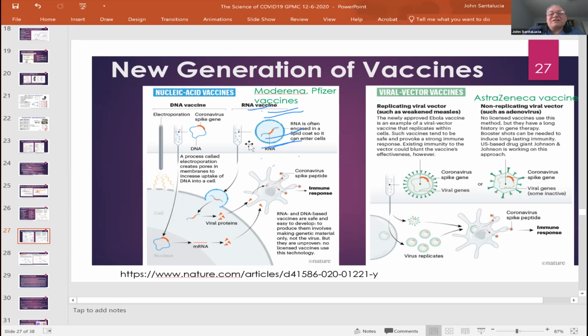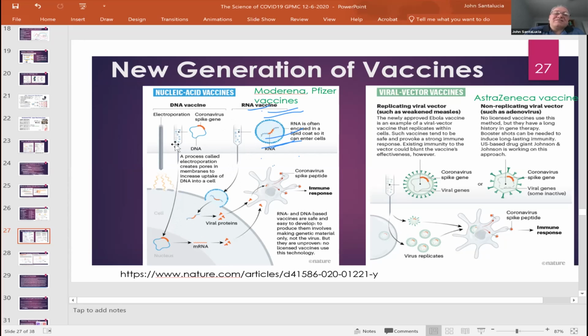And we can encapsulate that RNA in a little bit of a lipid coat. That lipid coat helps protect the RNA and helps it get into the cell. Once the RNA gets into the cell, now we're not infecting you with a whole virus, just with a single gene from the SARS-CoV-2, the spike protein, which is not the whole virus. So you're not going to get a disease from this.